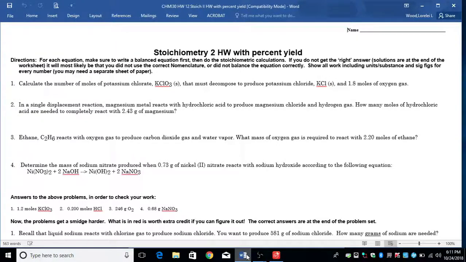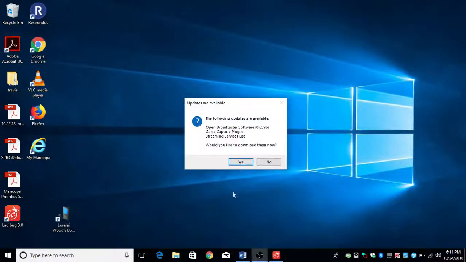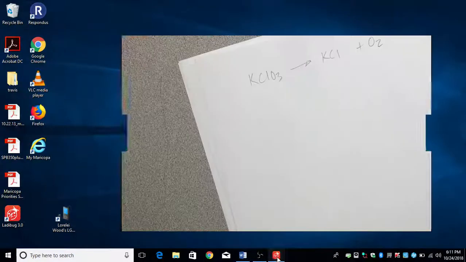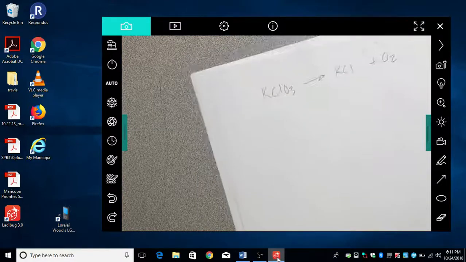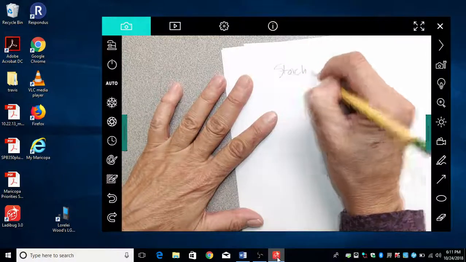Calculate the number of moles of potassium chlorate, KClO3, that must decompose to produce potassium chloride and oxygen. All right, so KCl plus O2. Well, before we start on these, let's expand our world perspective on what makes reactants and products and the stoichiometry flowchart per se. All right, so here let's increase our stoichiometry flowchart.